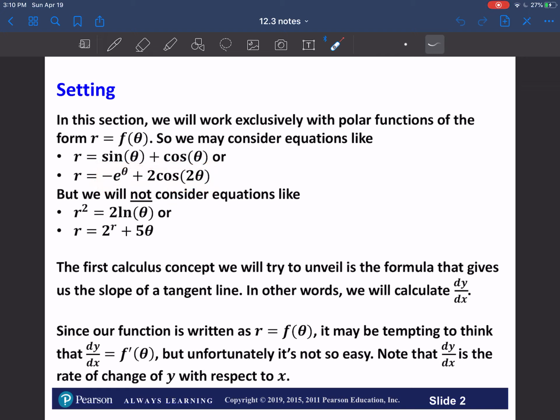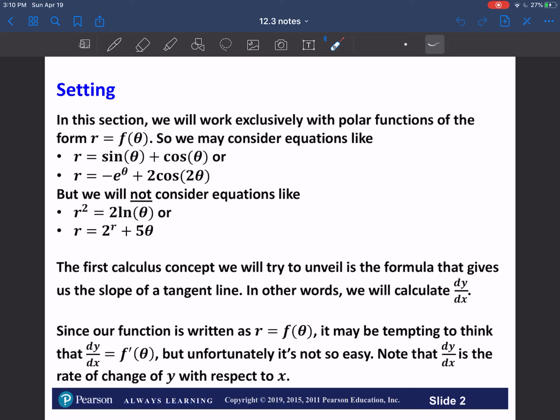Stuff like this. But we are not going to consider things like r squared equals 2 natural log of theta, because this is not of the form r equals f of theta. And we won't consider things like r equals 2 to the r plus 5 theta. Once again, this cannot be simplified to be of the form r equals f of theta.